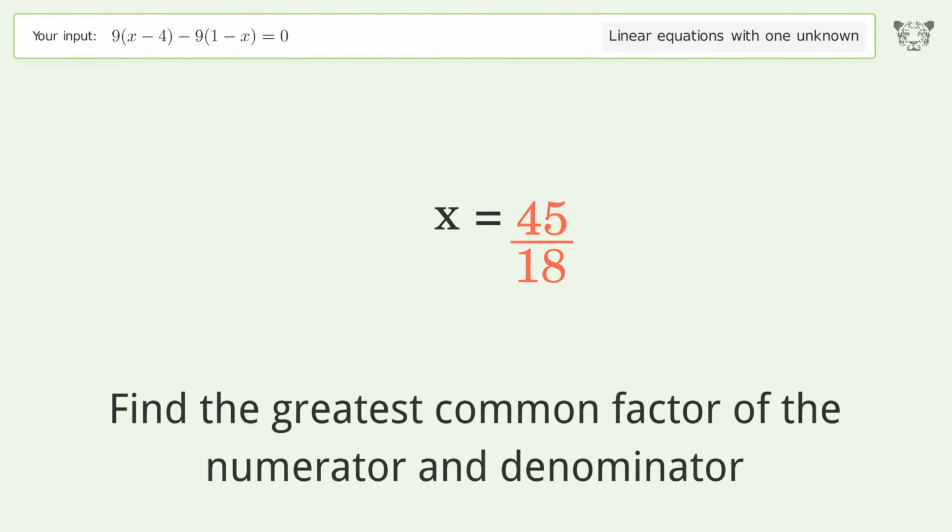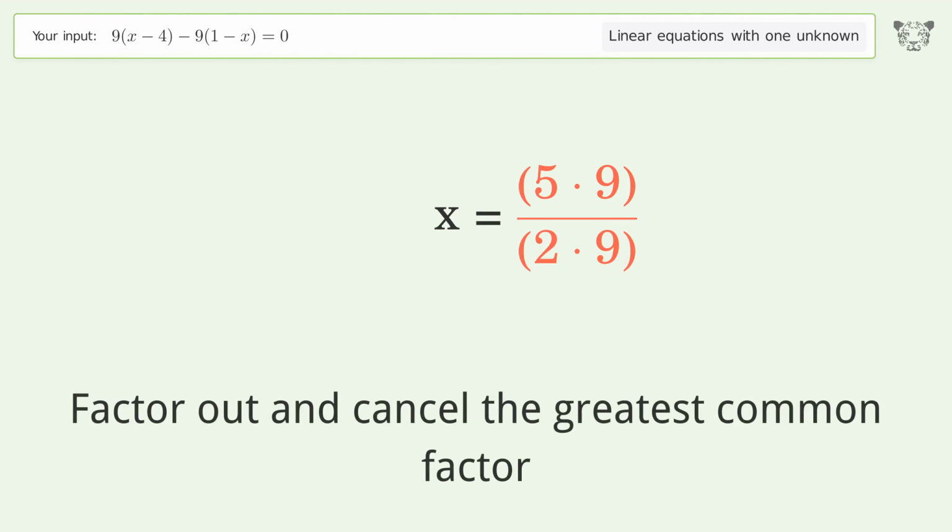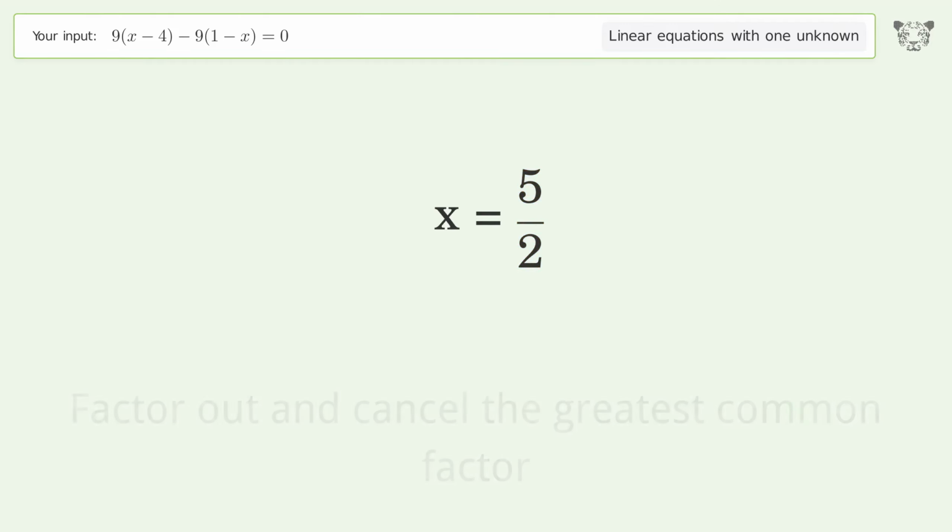Find the greatest common factor of the numerator and denominator. Factor out and cancel the greatest common factor. And so the final result is x equals 5/2.